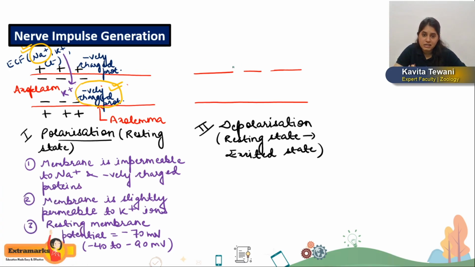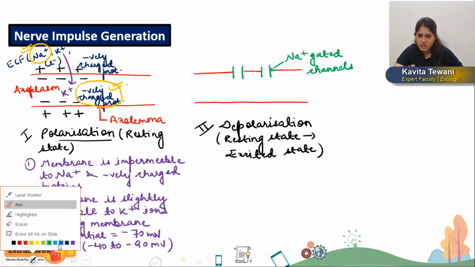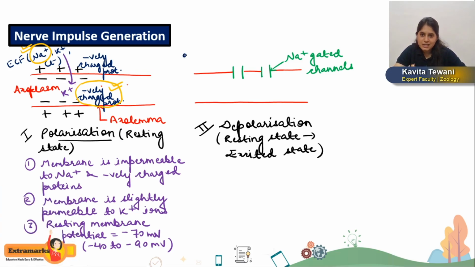But before that, you have to understand that here we have channels now. If you people remember, I taught you about channels. Na plus gated channels, these are called as, and these are closed channels, gated channels. If you people remember, the membrane was slightly permeable to K plus ions, means there were open or leaky channels which were allowing K plus to get in, right, in the very first step. But now here, the stimulus is coming, right? Just look at this. So this stimulus is coming from here. So let's label it as stimulus, okay?